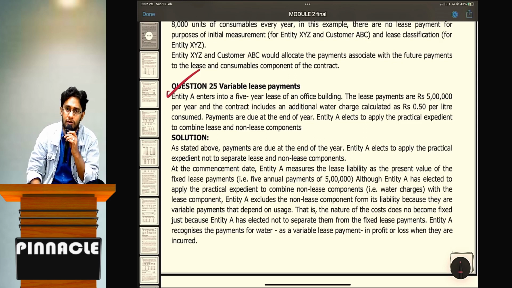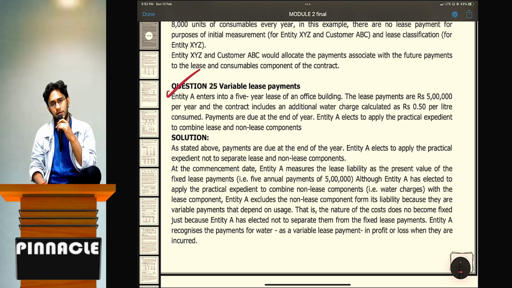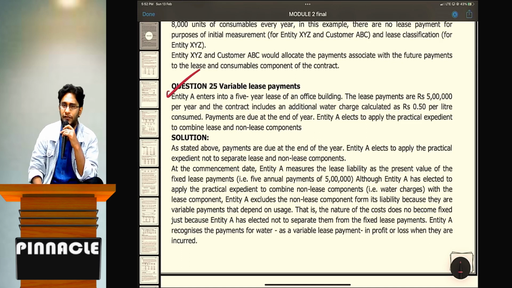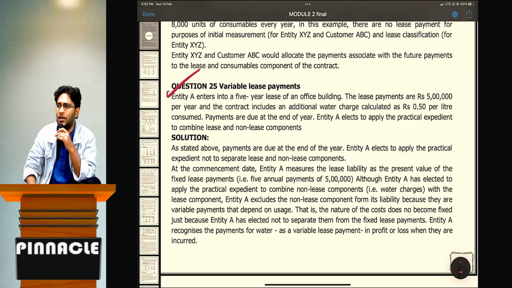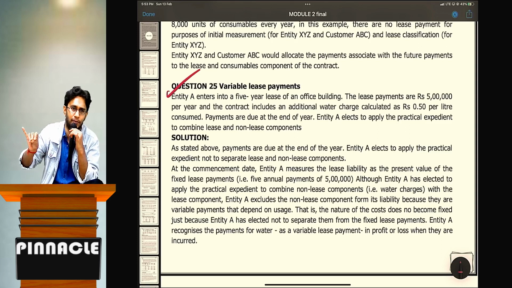Sir, you observe closely. It has both lease and non-lease. 5 lakhs is the definite lease payment. The 0.50 per liter, the water charges, are non-lease. What is the treatment of this? Normally, water charge, you purchase water, sir. What is the treatment for that? Water you purchase, consume, and throw it off in the P&L account.